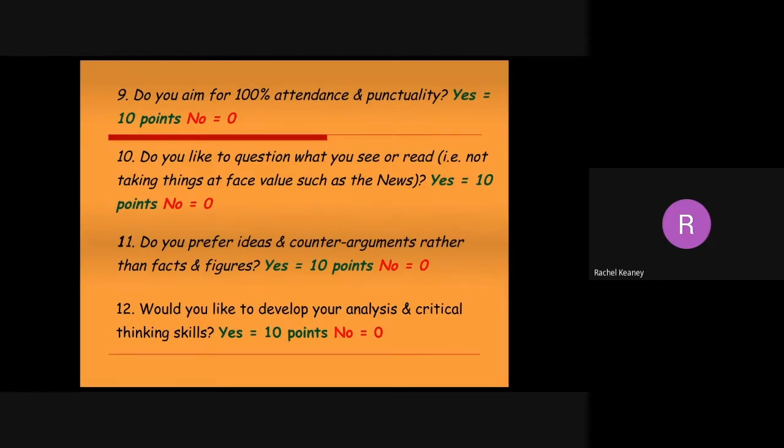Do you prefer ideas and counter arguments? So if you like to do things like debates, for example, rather than just facts and figures. If you say yes, that's a 10, no is a 0. And would you like to develop your analysis and critical thinking skills? So 10 for yes and 0 for no. I'll leave those up for a moment, so jot your scores down.